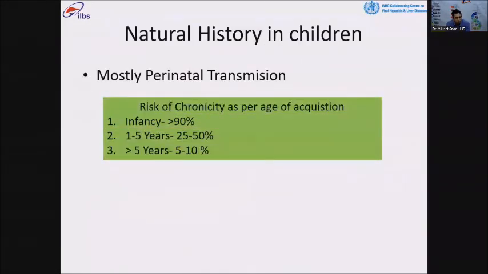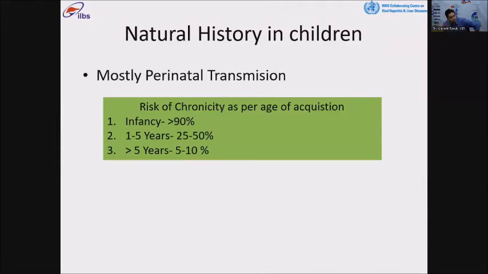So mostly in children, as I've already mentioned, it is a perinatal transmission. If the mother is infected, she will transmit the virus to the baby. There is a difference in that. If the mother transmits the virus to the baby, there is more than 90% chance that the child would develop chronic infection. That means the virus, once it enters the body, will remain for his lifetime. But suppose I'm not vaccinated, and I suffer a finger prick or a needle prick from a hepatitis B positive patient. Even though I have not been vaccinated, there is only a 5 to 10% chance that I will suffer from chronic viral hepatitis.